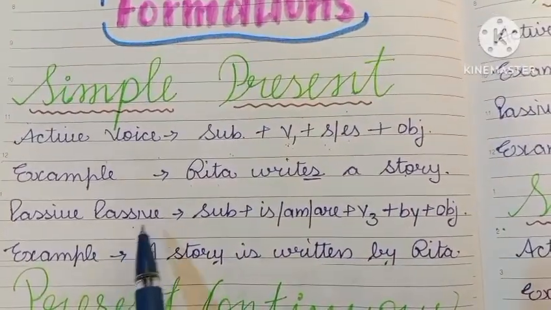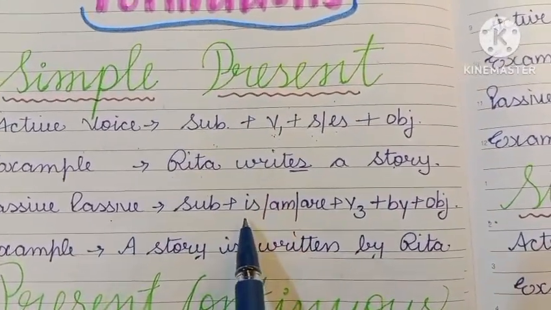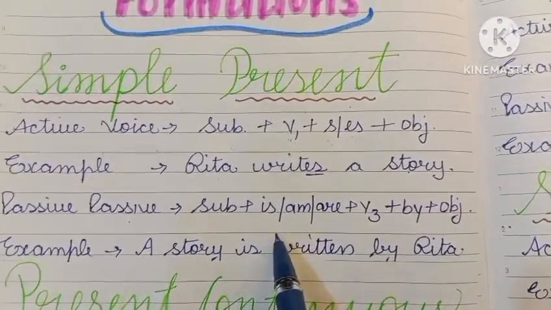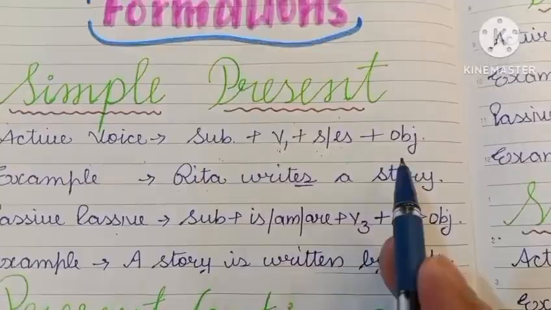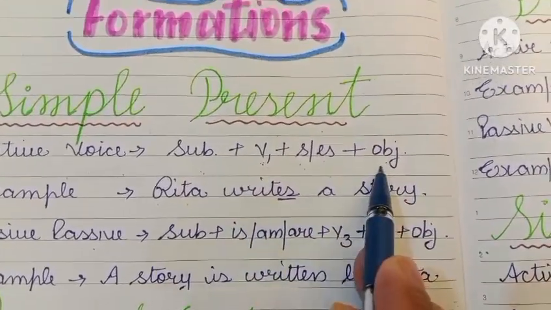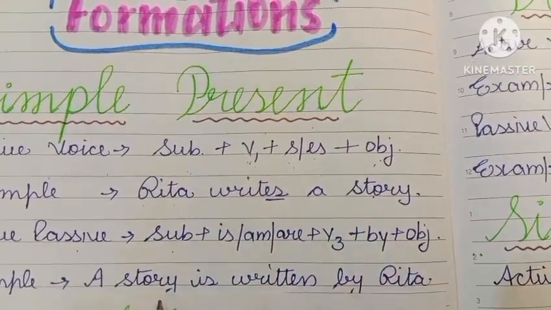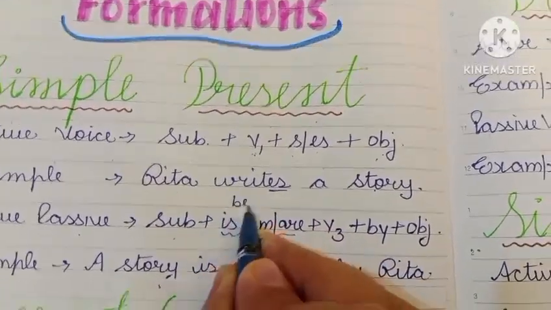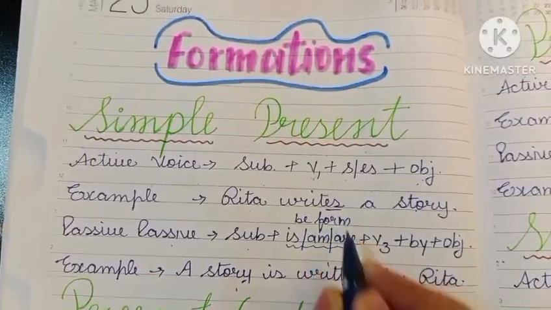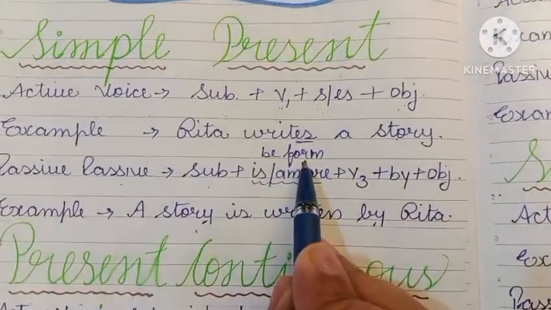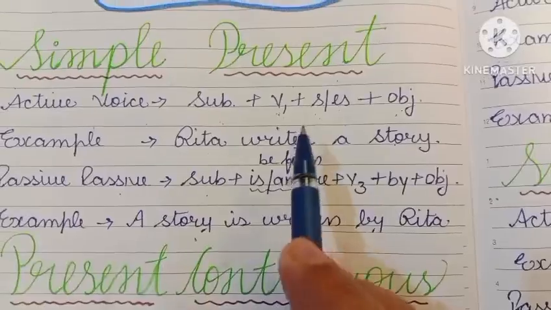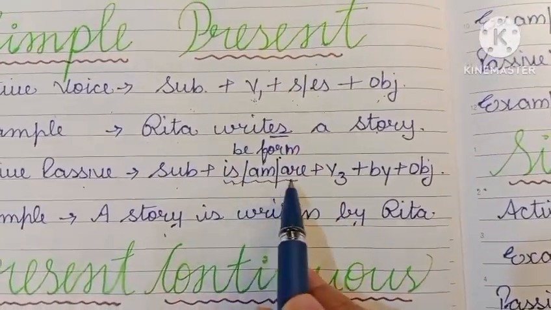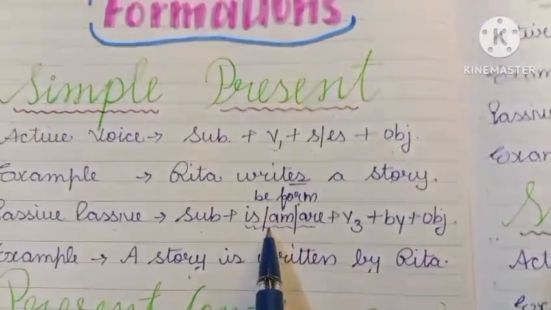And in passive form, now beta, what is going to be added in the passive form? I have already told you the formations of passive form, that we will just write the subject here. The object of the active voice becomes the subject, like a story. And then we use be form. It is already told that we use be form in the passive voice. And because it is a present tense, so we use is, am, are as a be form here.